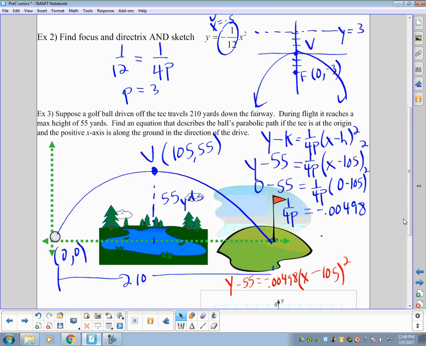So 210 yards with 55 yards high. The negative says it's pointing downwards. The fact that I have a coefficient of x squared that's fairly close to 0 is telling me that, relative to how high it could be, we have a fairly shallow parabola, I guess. You go real high in the air.